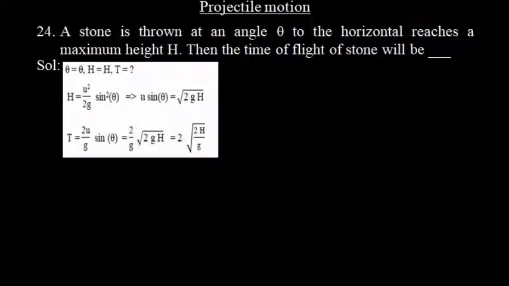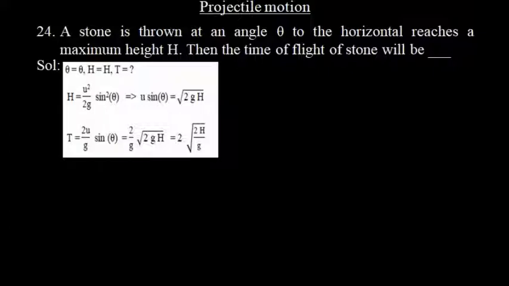Next problem. The stone is thrown at an angle theta to the horizontal, reaches a maximum height capital H. Then the time of flight of the stone will be. So, theta is given, maximum height is given. We have to write the expression for T.